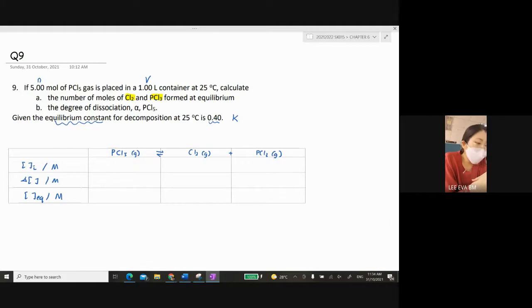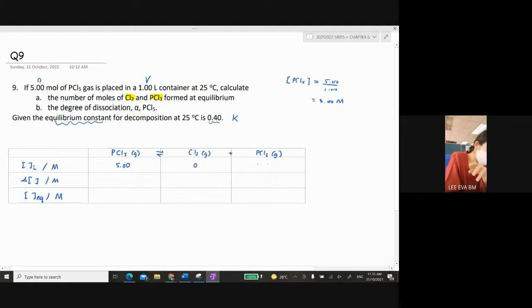So initial number of mole. Nak kira pun boleh, tak ada masalah. Tapi dia straightforward because 1 liter. So anything divided by 1 equals to the same value. So 5 divided by 1 give you 5 molar. Okay, so 5.00 over here. I follow the decimal place given in the questions, yeah?